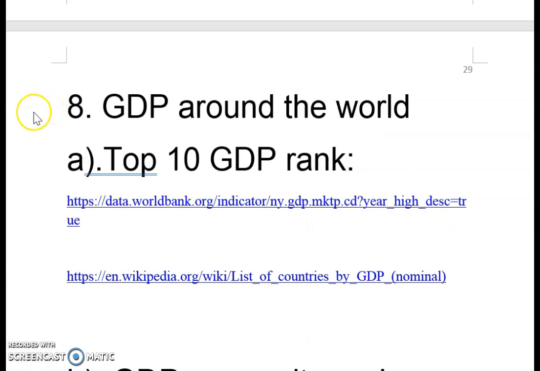Let's see. Next is GDP around the world. Do you happen to know which top 10 countries produce the highest GDP in the world? Can you write down a few countries' names in your notebook right now, and find out if you have good knowledge about which countries rank top 10?